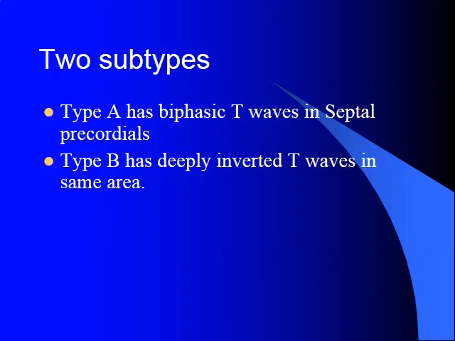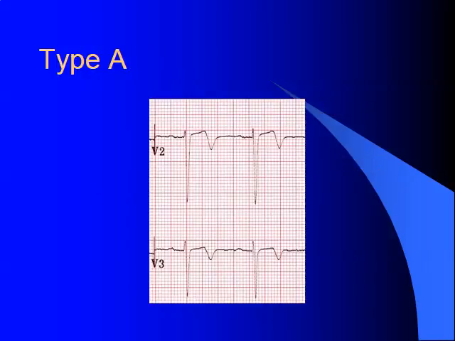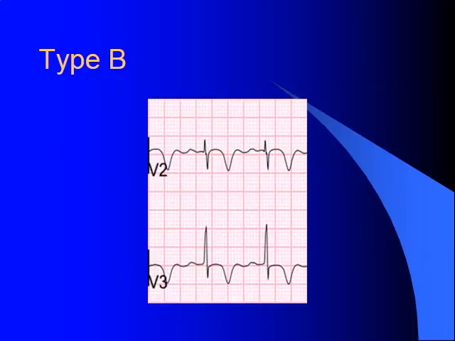There's two subtypes here. Type A has biphasic T waves in the septal precordials, and type B has deep inverted T waves in the same area. Here's an example of type A with our biphasic T waves. And these are isolated, but they may extend all the way to V6. And then our isolated inverted T waves in V2 and V3, which is type B.